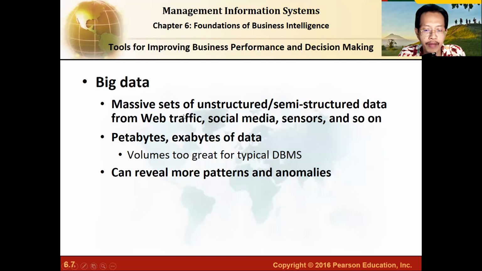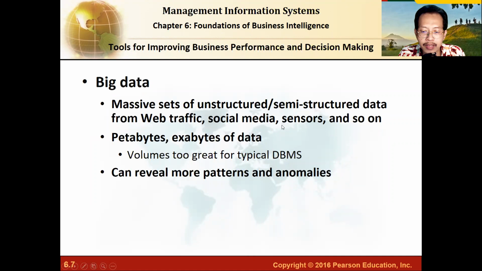That's from web traffic. It could be from social media. You can imagine how many times you send a message each day on, let's say, WhatsApp or Facebook or Instagram. In Facebook and Instagram, the data would include different formats, sometimes pictures, sometimes videos. That's why it's unstructured. You couldn't really dictate what type of data you're using.